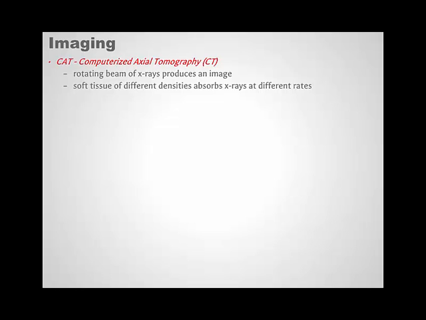But anyway, a CAT scan stands for computerized axial tomography, sometimes called a CT scan as well. And basically you have a rotating beam of X-rays that produces an image. But it gives more information than just a typical X-ray. It allows you to see differences, because bone density and soft tissue density absorb X-rays at different rates, which allows you to see the differences and image that tissue.